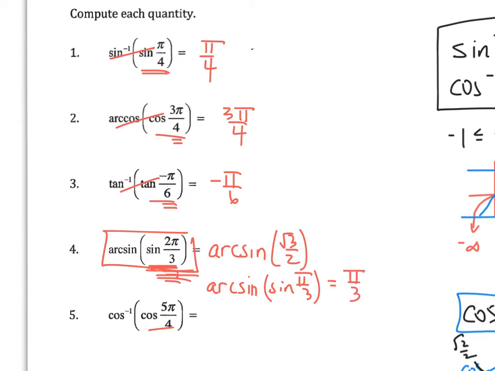And the reason is because when you do sine of 2 pi over 3, you get root 3 divided by 2, okay? And one of the answers for the sine inverse of root 3 over 2 is pi over 3. And this number is between negative pi over 2 and pi over 2, whereas this one is not. So for number 4, what is the answer? Pi over 3 is your answer. Okay? Questions on that?